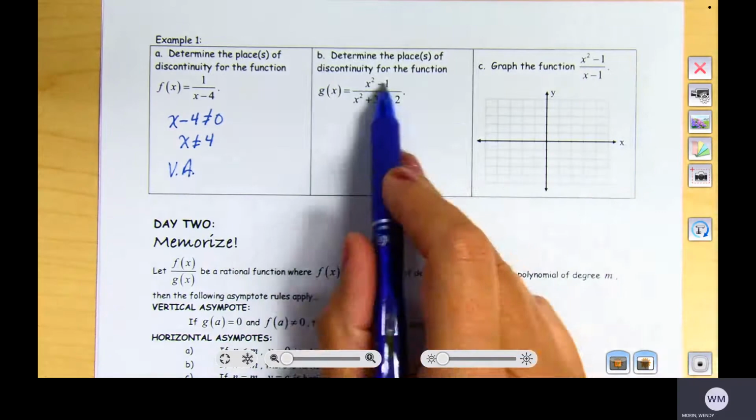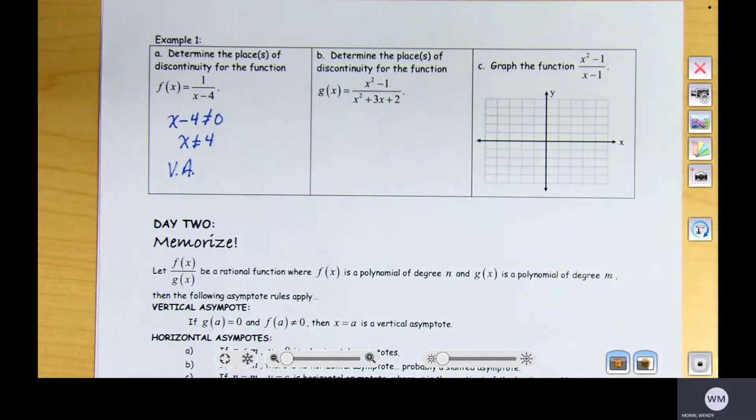All right, how about this one? Go ahead and factor numerator and denominator. Pause the video, practice your factoring.